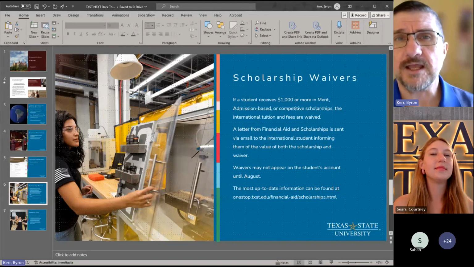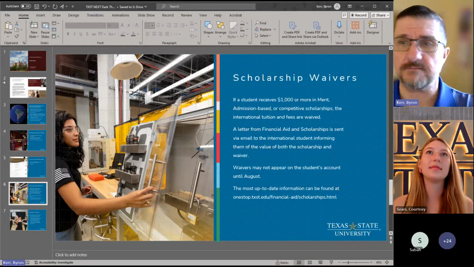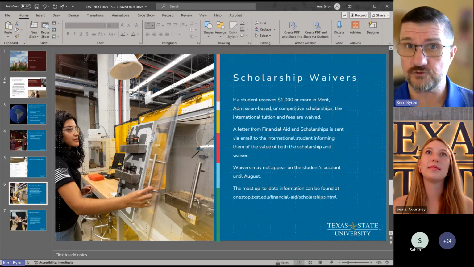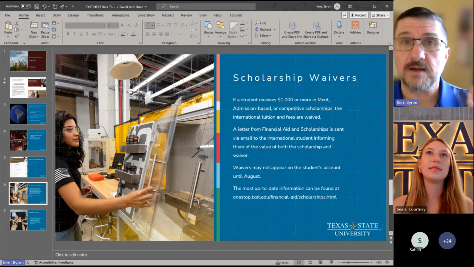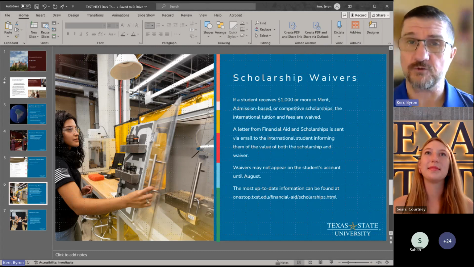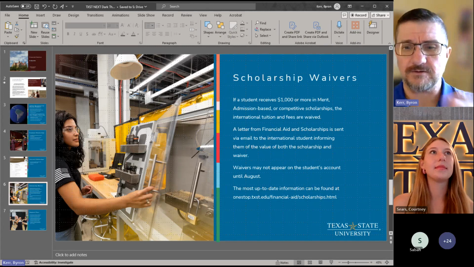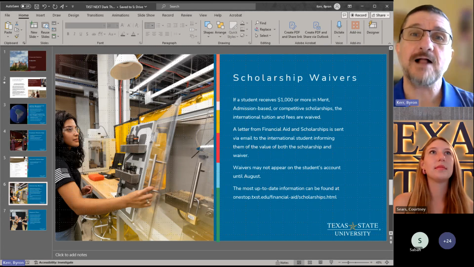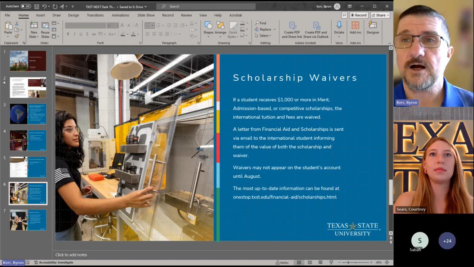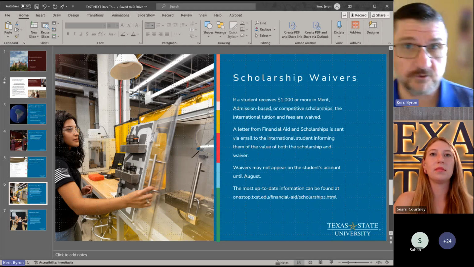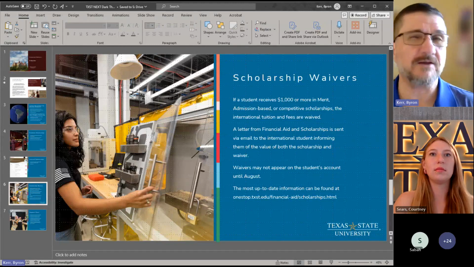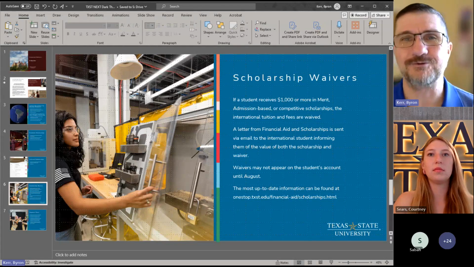Just so you know, if we are offering a scholarship like this, let's say a merit scholarship, our office will produce for international students a letter that breaks down how much the scholarship is worth and how much the waiver is worth, so that at the end of the day, you know exactly the value of that scholarship. This is also useful for things like your I-20 forms. These are emailed to you. If you are wondering where this letter is, I would recommend checking your junk email folder. It's probably where it's found.